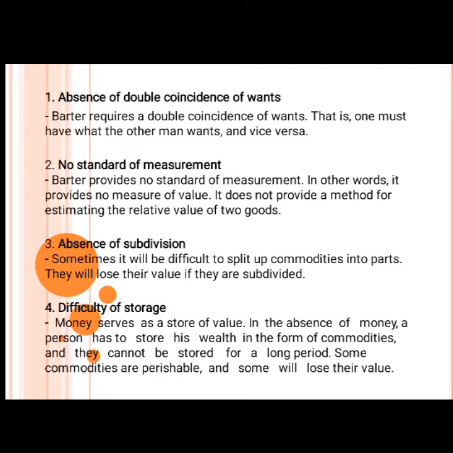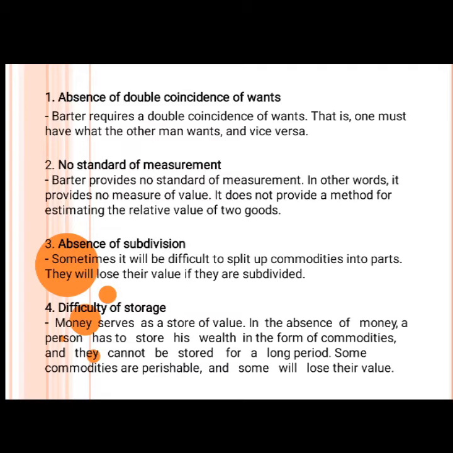Second is no standard of measurement. Barter provides no standard of measurement. In other words, it provides no measure of value. It does not provide a method for estimating the relative value of two goods. Third, absence of subdivision. Sometimes it will be difficult to split up commodities into parts. They will lose their value if they are subdivided. For example, a man wants to sell his house and buy some land, some cows, and some cloth. In this case, it is almost impossible for him to divide his house and barter it for all of the above things.